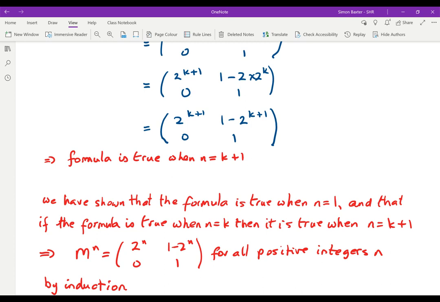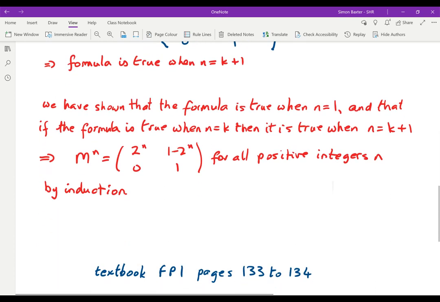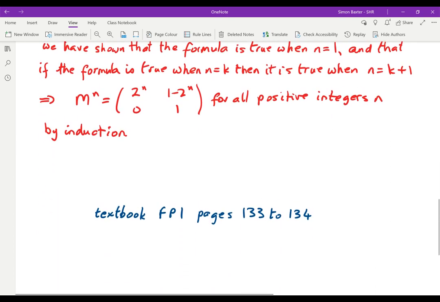This you can find, and one or two more examples, in your textbook FP1 on pages 133 to 134.